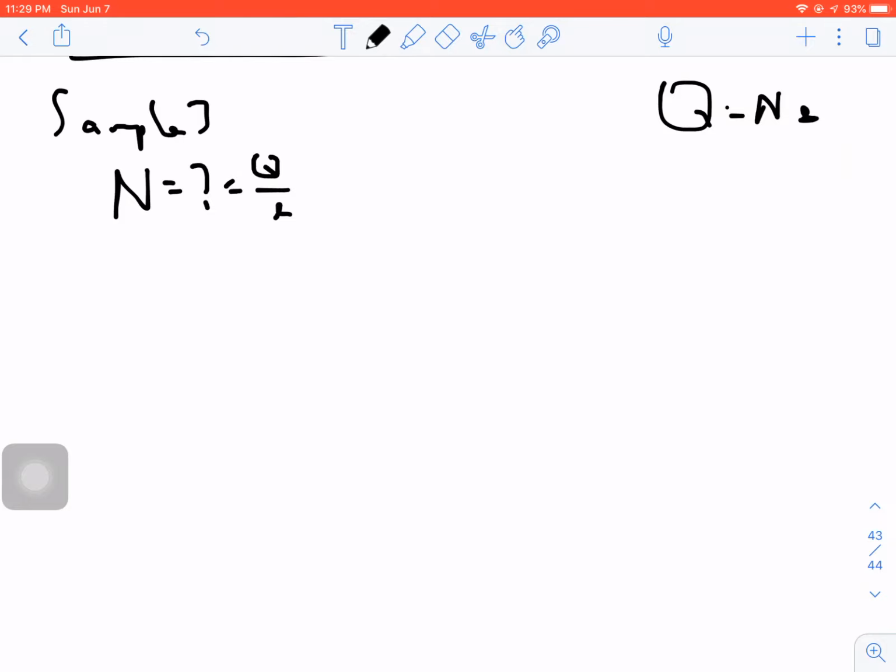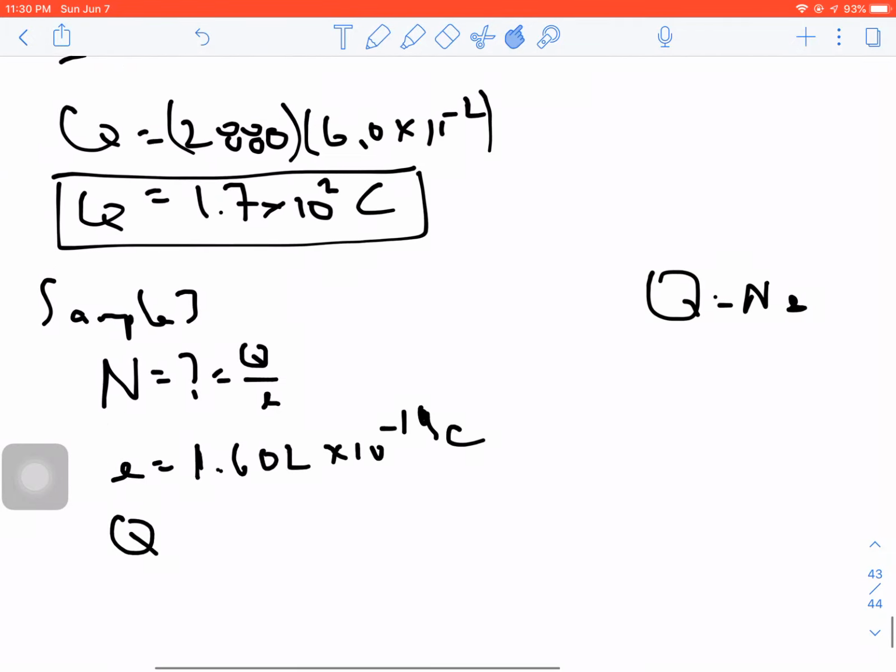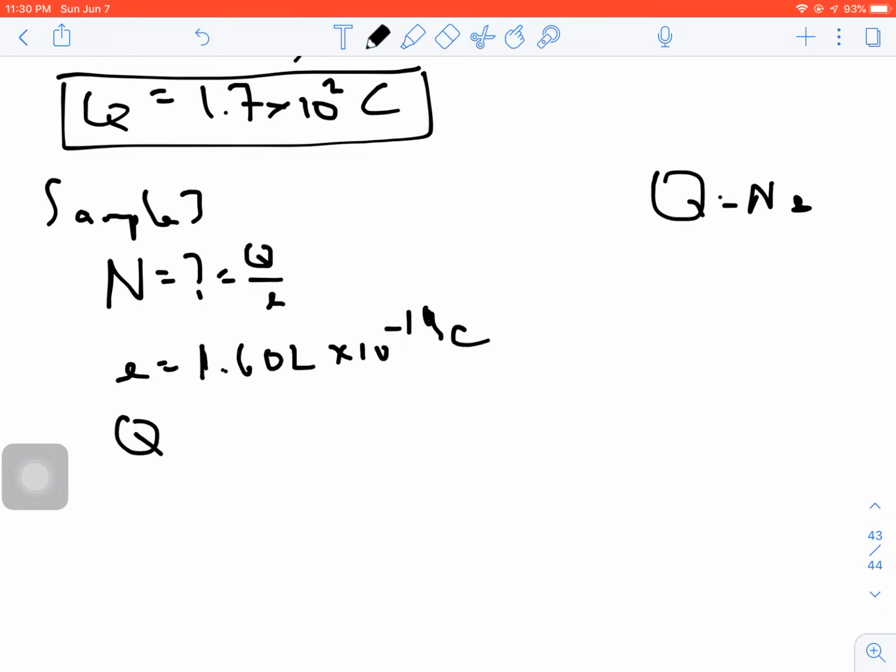Okay, the textbook, this question actually reminds us the value for E, which is 6.02. No, it's not. It's 1.602 times 10 to the negative 19 coulombs. And Q here, we calculated in the previous question, it was 1.7 times 10 to the 2 coulombs.